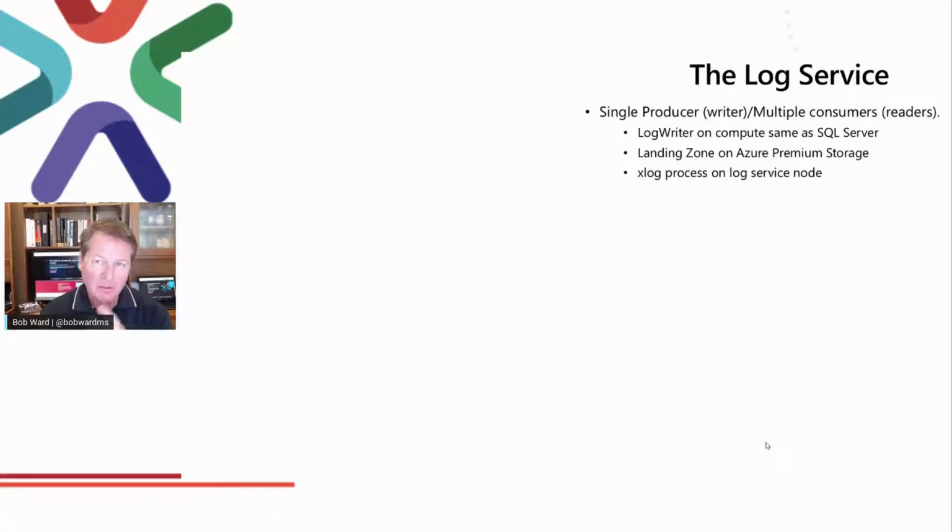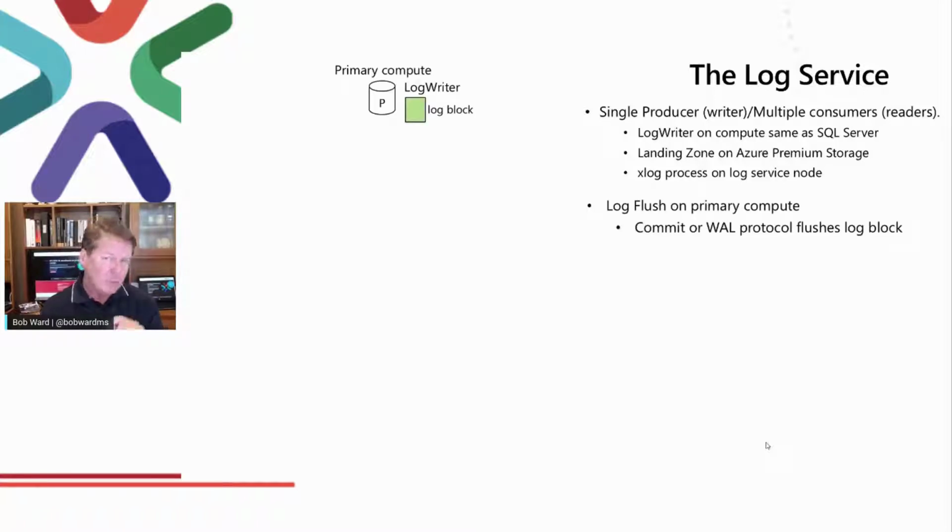First of all, the concept of the log service is that there's a single producer or writer from the primary node with multiple consumers. That could be the landing zone to write things in Azure Storage, or something called the xlog process on this log service node. So let's look at a visualization of this. First of all, today you're used to seeing this in SQL Server: the log writer takes a log block and, on commit or for write-ahead logging protocol purposes, we flush blocks to storage.